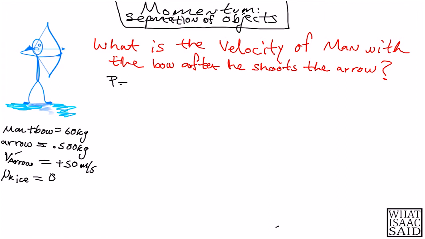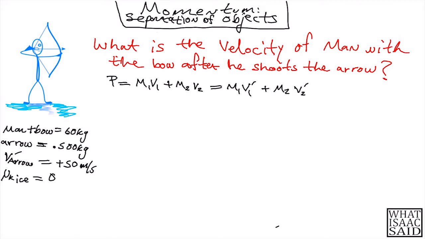So I'm going to write the momentum is equal to the mass of the man, which I'm going to write as m1, times the velocity of the man, v1, so m1 v1, plus the mass of the arrow, m2, times the velocity of the arrow, v2, is equal to the mass of the man after he shoots, plus the mass of the arrow, and the momentum of the arrow after the arrow is shot.